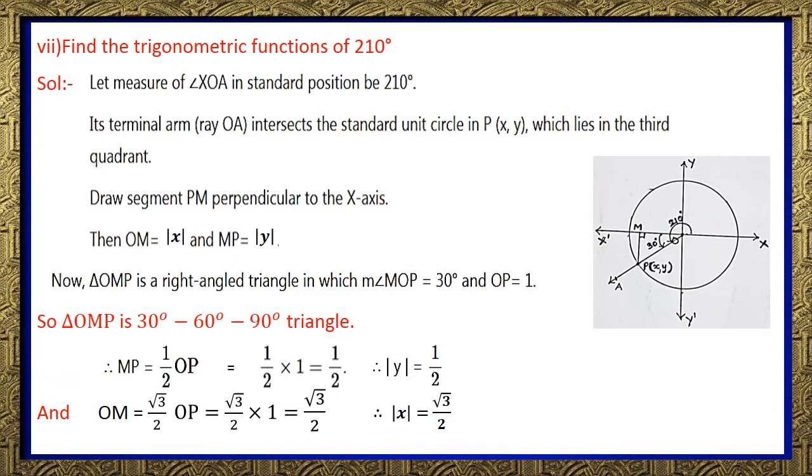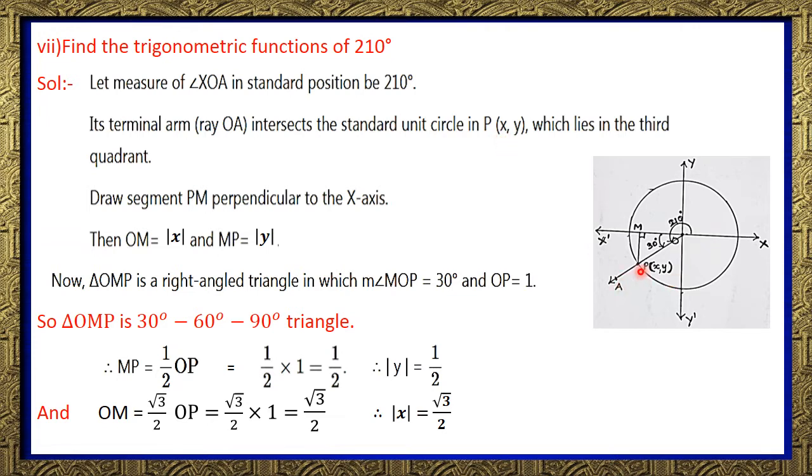Seventh one, find the trigonometric functions of 210 degree. Let the measure of angle XOA in standard position be 210 degree. That is standard position we have already learned in the first lesson, that is its initial arm coincides with the x-axis or lies on the x-axis. And we have the unit circle here, and the terminal arm ray OA intersects the standard unit circle at point P(x, y), which lies in the third quadrant.